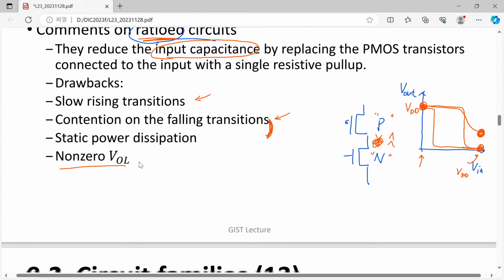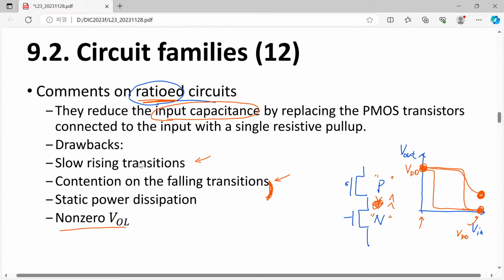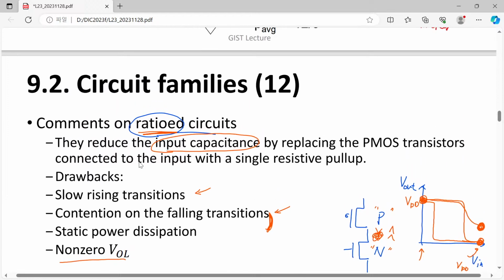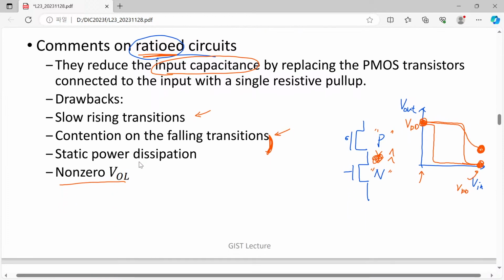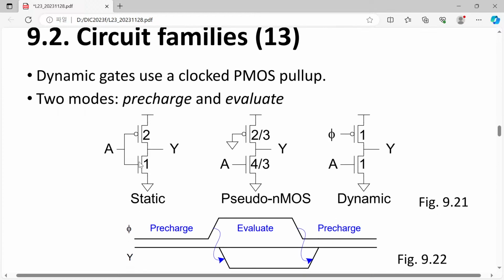So we quickly move to the other one. So simply speaking, this pseudo NMOS implementation can be regarded as just another version of our NMOS only technology, but that is not that good in terms of many cases. I think that most of our lecture will be devoted to this second family, the dynamic gate. So in this dynamic gate, we have much more things to be covered.